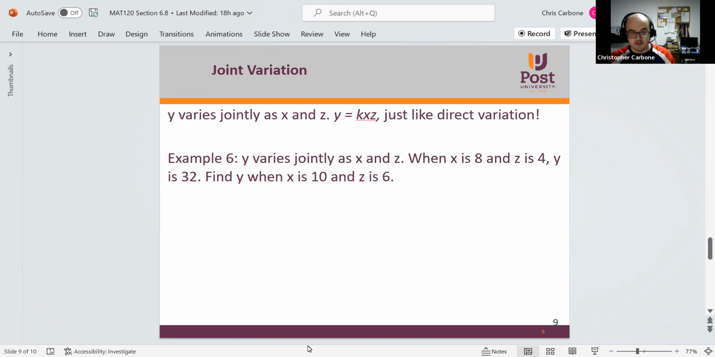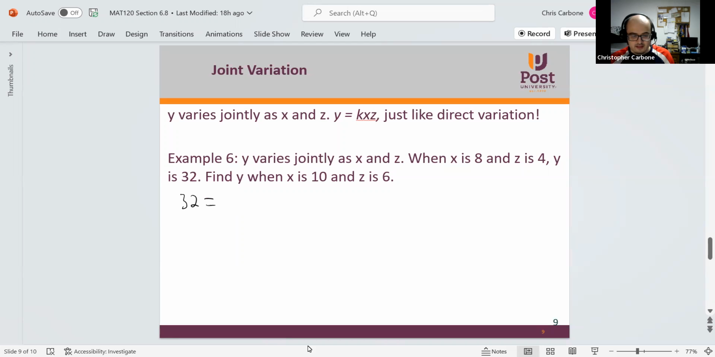Joint variation. This is where y varies jointly as x and z. So y would be equal to k times x times z, just like direct variation. So for example, y varies jointly as x and z. When x is 8 and z is 4, y is 32. We want to find y when x is 10 and z is 6.